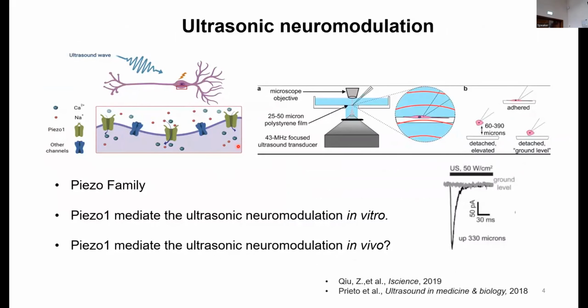In our lab and Mary Maduke's lab, we both found that Piezo1, which is a well-established mammalian mechanosensitive ion channel, mediates ultrasound neuromodulation in vitro. And since Piezo1 is upstream of various mechanotransduction pathways, we were wondering if Piezo1 also plays an essential role in ultrasound neuromodulation in vivo.